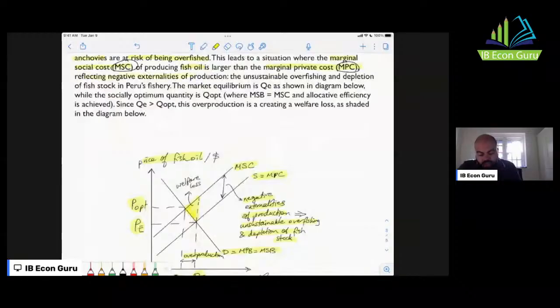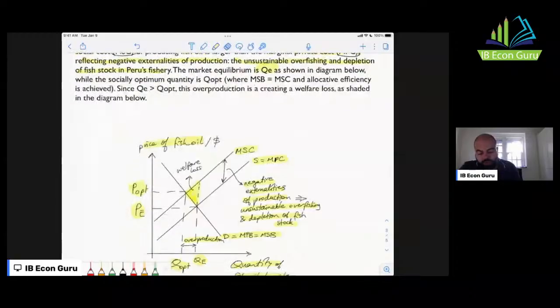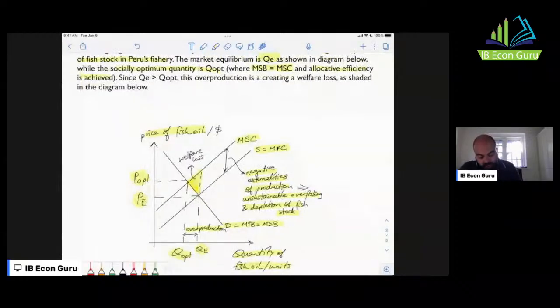Reflecting negative externalities of production, the unsustainable overfishing and depletion of the fish stock in Peru. The market equilibrium QE, which is this point here, is shown in the diagram below, while the socially optimum quantity, Q opt, is where MSB is equal to MSC and allocative efficiency is achieved. Since QE is greater than Q opt, this overproduction is creating a welfare loss as shaded in the diagram below.